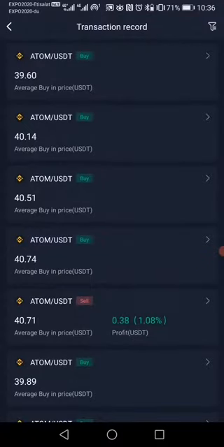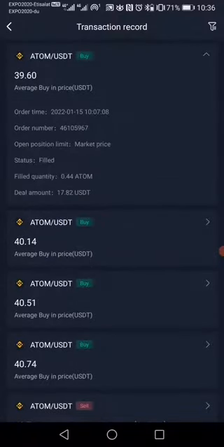In the buy, there are details you will see. You will see the time when it was executed. You will see the average buy-in price, that is the average price at the time this particular trade was executed. It executed at 39.6. Then you see the other number, which you don't really need. The open position limit: it bought at market price.